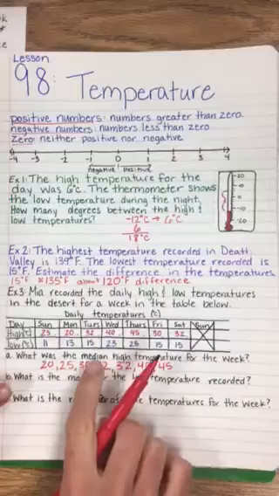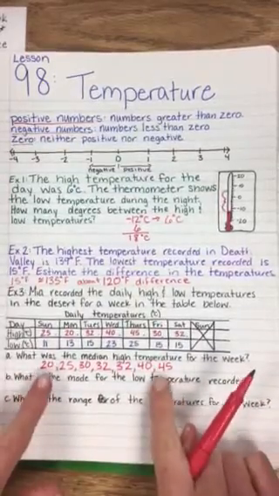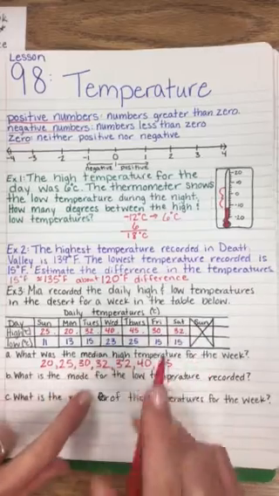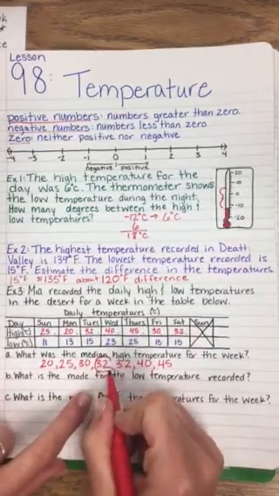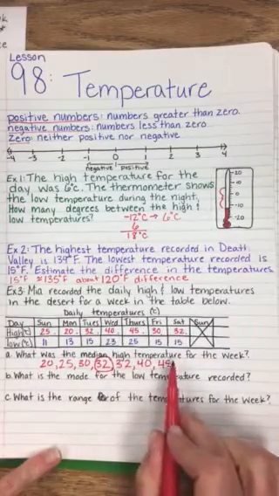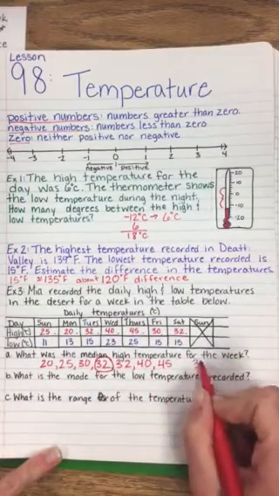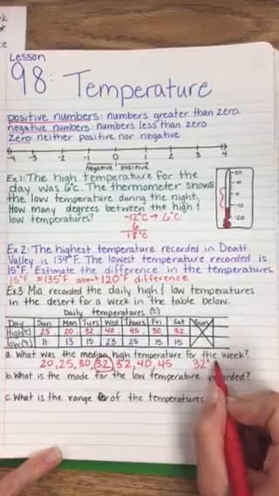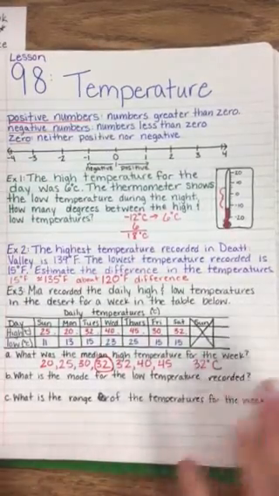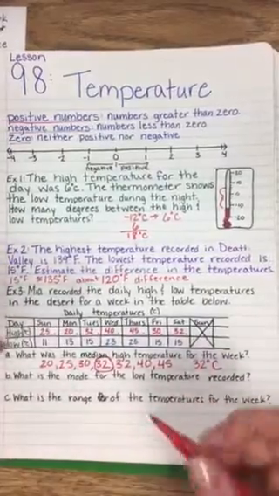And so the median, middle number, we're going to take the outside and the inside, and then work our way to the middle. So the middle is 32. So what was the median high temperature for the week? 32 degrees Celsius.